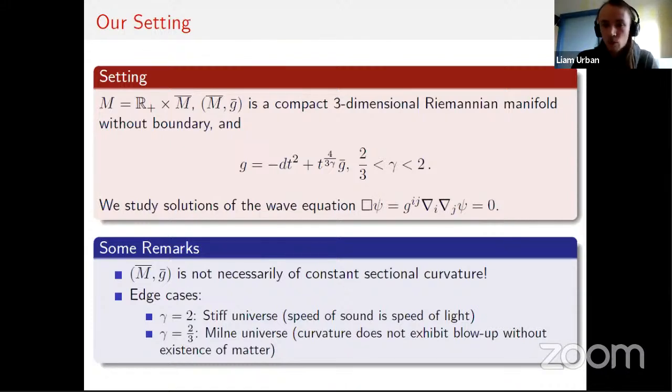And again, to comment on the edge cases, in the case of gamma equals 2, we are in the Einstein-stiff universe. This basically models the expansion of a massless ideal fluid universe, and in this massless ideal fluid, the speed of sound is the speed of light. And the lower bound for gamma corresponds precisely to the Milne universe. We expect that to be a special case because the Riemannian curvature tensor simply doesn't blow up in the Milne universe. So we also don't expect any kind of wave blow-up along similar veins.